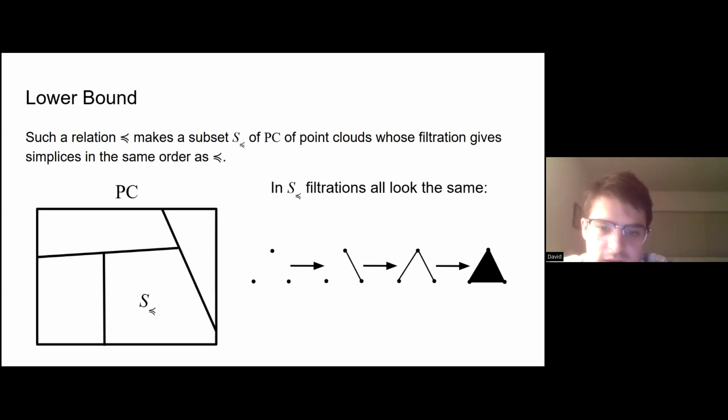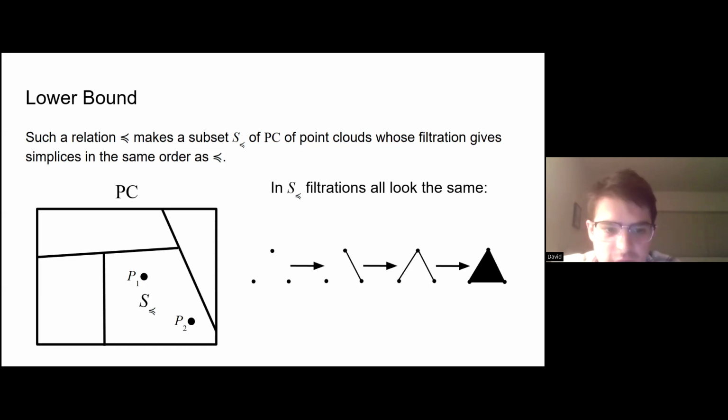So maybe I look at these two point clouds. These two point clouds are in my nice set S corresponding to my relation if, for both point clouds, first the three points appear, then this one particular edge appears, then this other edge appears, and then finally the triangle and the third edge appear. They're allowed to appear at different times between P1 and P2, but the simplices need to appear in the same order. What that means is that the topology of the complex is going to change in the same order across P1 and P2.